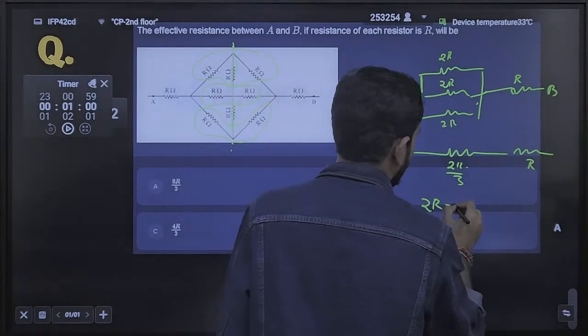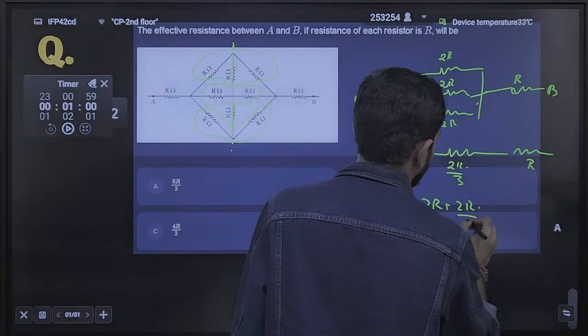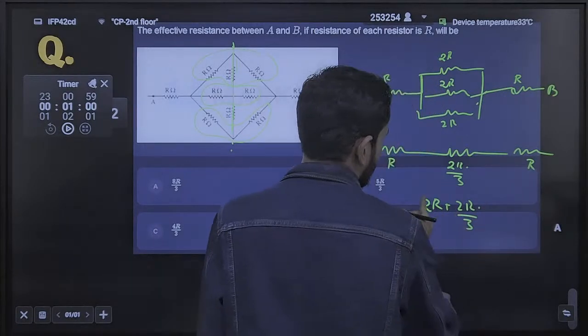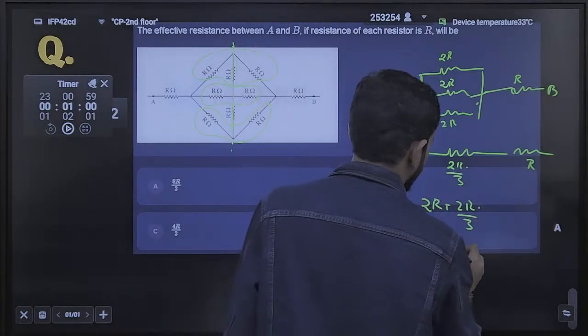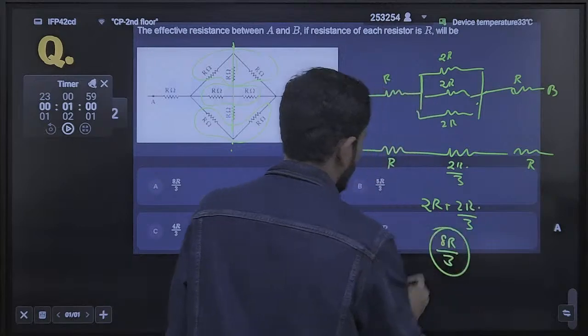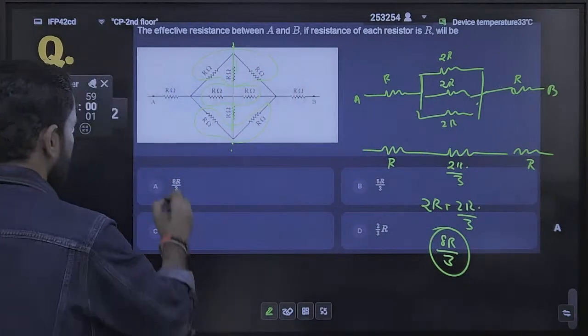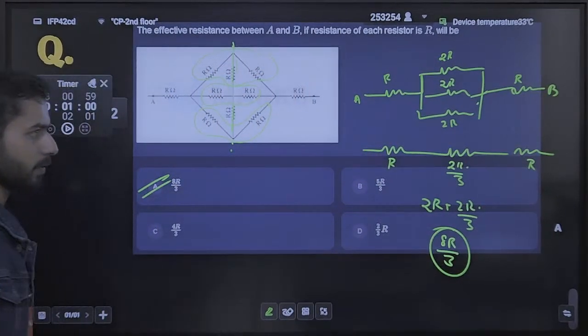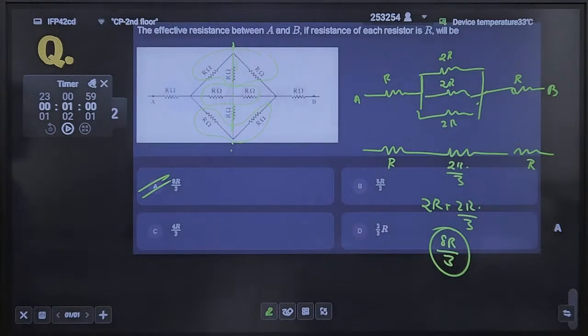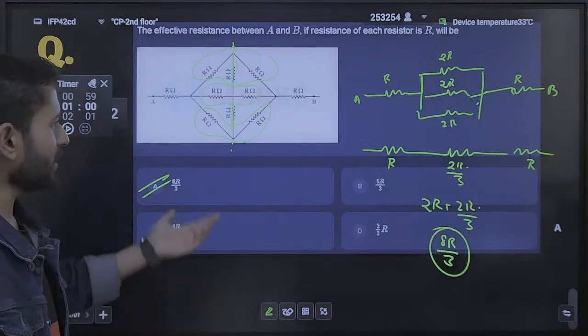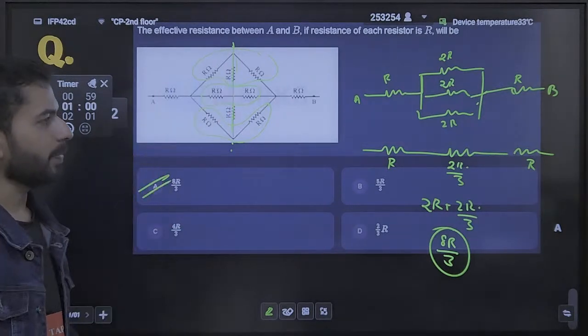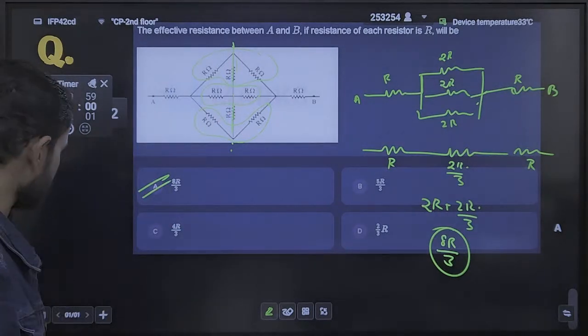That means now what is the equivalent resistance you can say? R plus 2R by 3 plus R. How much will it become? 6R, that means 8R by 3. 8R by 3, which option is coming correct? Is it clear? We just have solved it step by step. We have drawn the effective resistance diagrams, and then we have solved this, just using the concept that at the symmetric point we can remove the resistance.